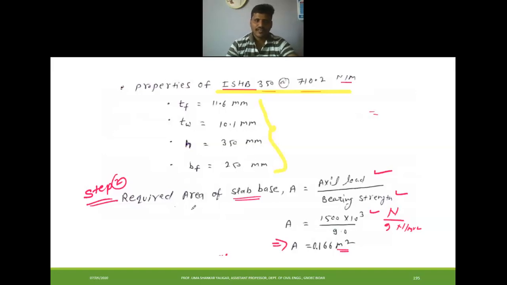Then you can calculate the required area of the slab base, meaning the area of the base plate, which is equal to axial load divided by bearing strength. The axial load is already given as 1500 kilonewton, but I have taken it in terms of Newton. The bearing strength we have calculated as 9 Newton per mm square. If you substitute these values, you will get 0.116 meter square. Here he has calculated in terms of meter square. This is the area of your base plate.